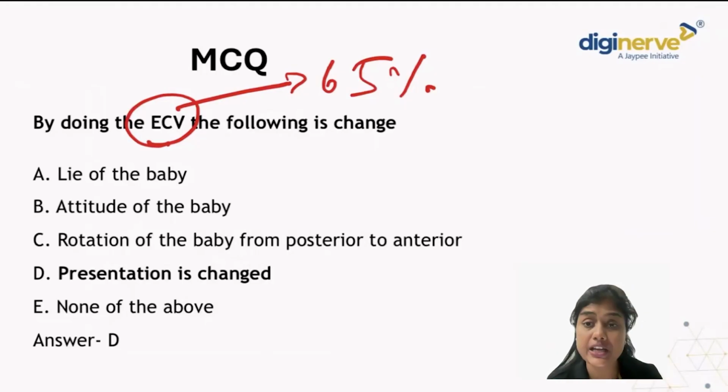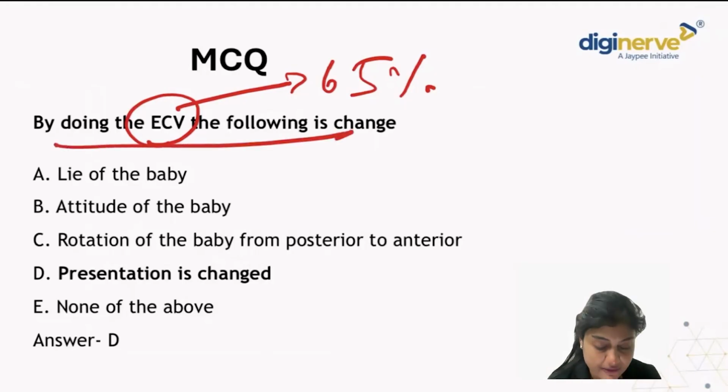Okay, so you should know the timing of ECV and indications of ECV. Whenever there is a chance for vaginal delivery, then only you should do an ECV. You should not do it in complicated cases like big baby, oligohydramnios, IUGR, anomalous fetus, or in case of previous LSCS, GDM, hypertension. In such cases you should not do. Only in a non-complicated case you should do ECV.